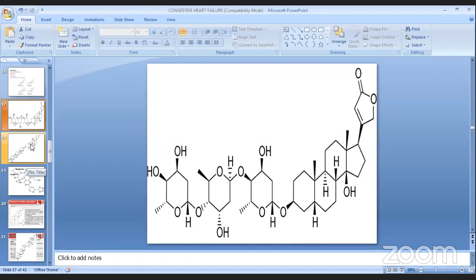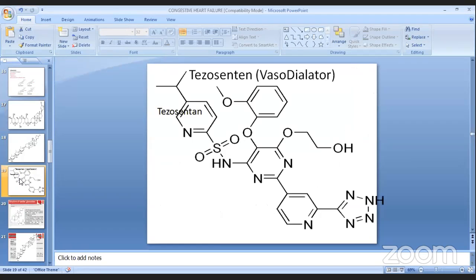And now I am going for another category of drugs, that is azoxanthin. Azoxanthin is a very complicated pyrimidine and tetrazine derivative. This is one of the vasodilators. So this is a cardiotonic drug, and it is mainly from a synthetic source.